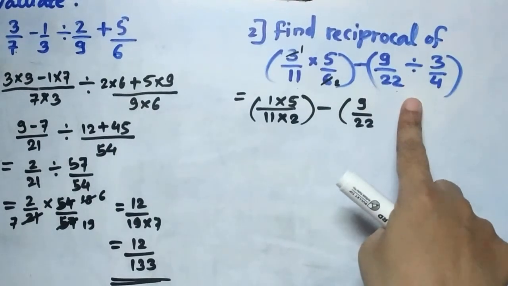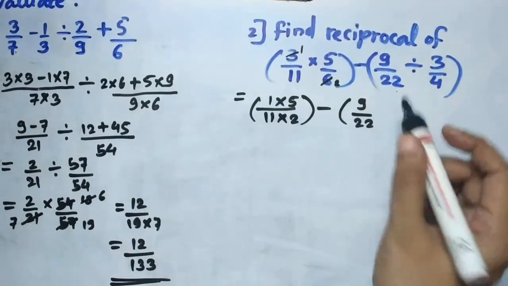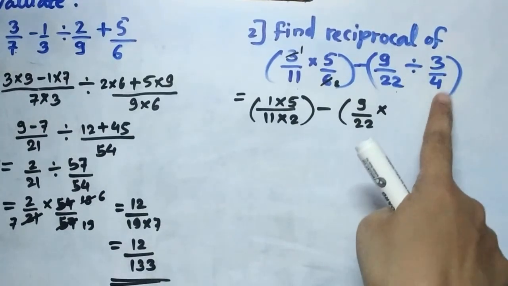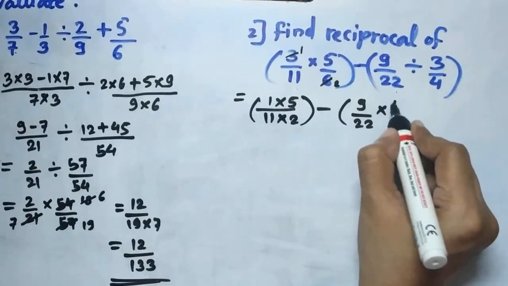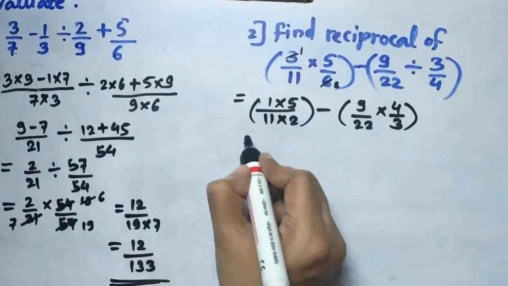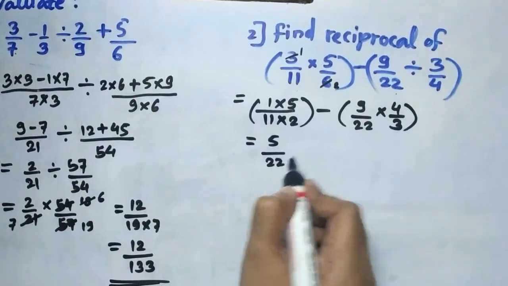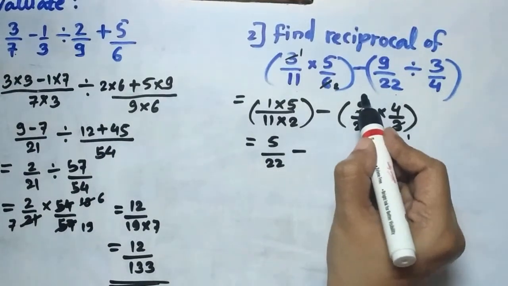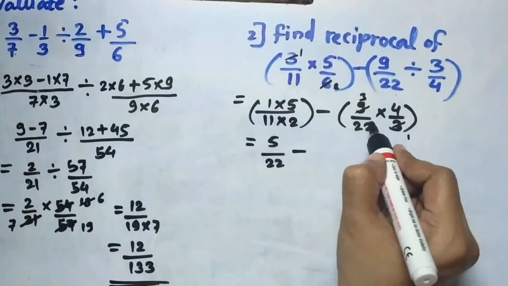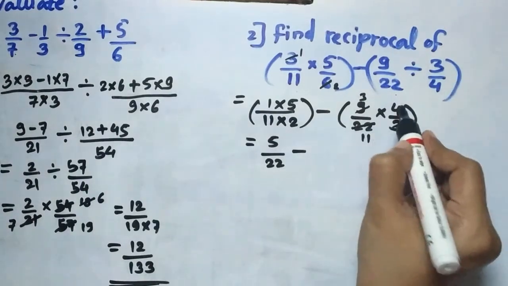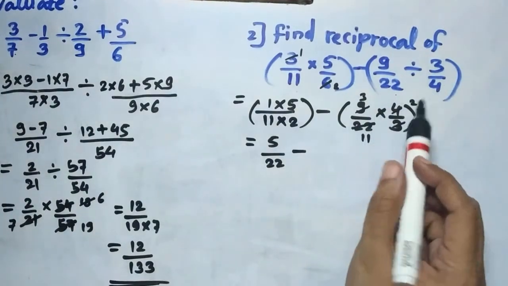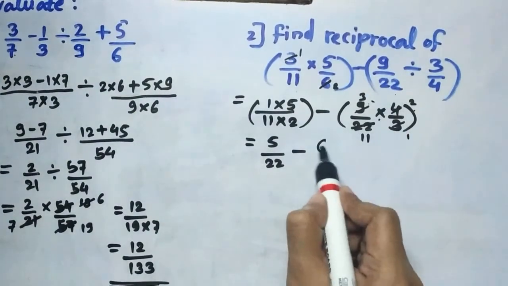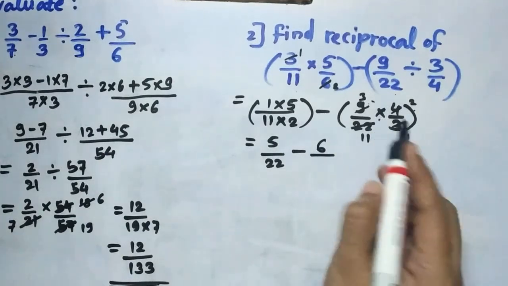Friends, it is a division of rational numbers. We'll keep the first rational number as it is, change the division sign into multiplication, and take the reciprocal of the second fraction. 3 by 4 will become 4 by 3. So here we get 5 by 22 minus, and you can simplify: 3 ones are 3, 3 threes are 9, and 2 ones are 2, 2 twos are 4. Here 3 multiplied by 2 gives 6, and 11 multiplied by 1 gives 11.